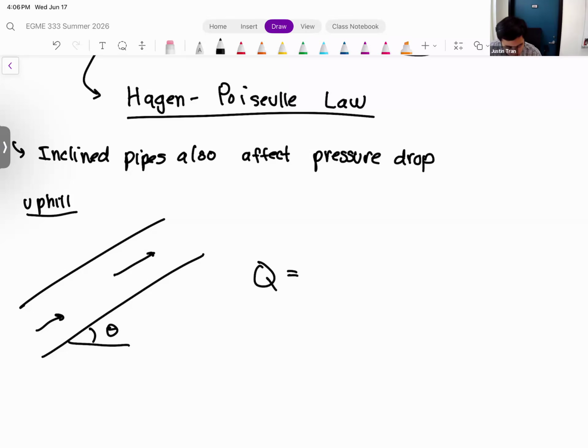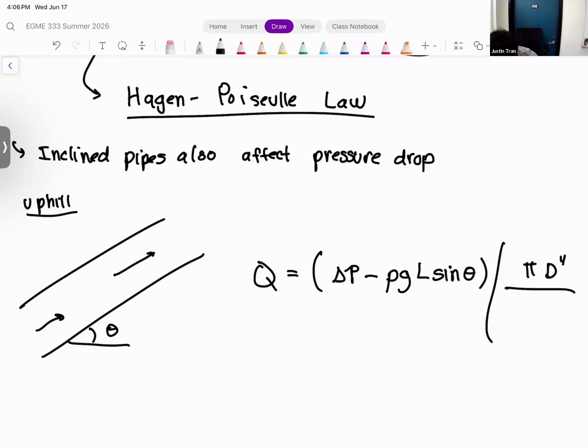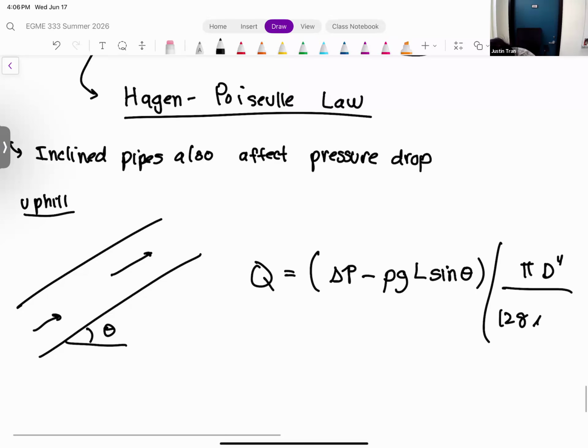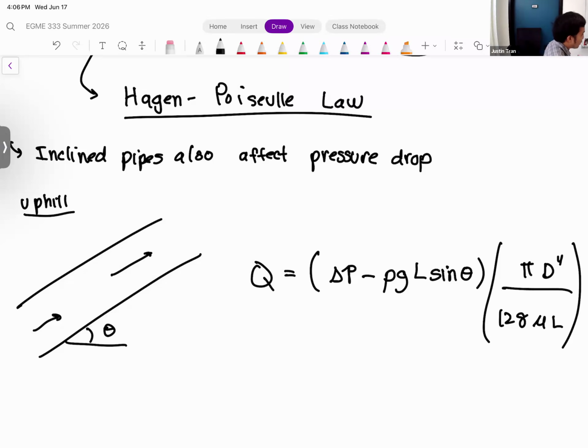Okay, so the modification is that we're simply just going to subtract a term here that has to do with the gravity of the situation. So Q here is going to be equal to delta P minus rho times g times L times sine theta, multiplied by the same factor that we had up there. So pi d to the fourth divided by 128 mu times L. Right, so when gravity is in effect, then we're going to modify our equation just like that.